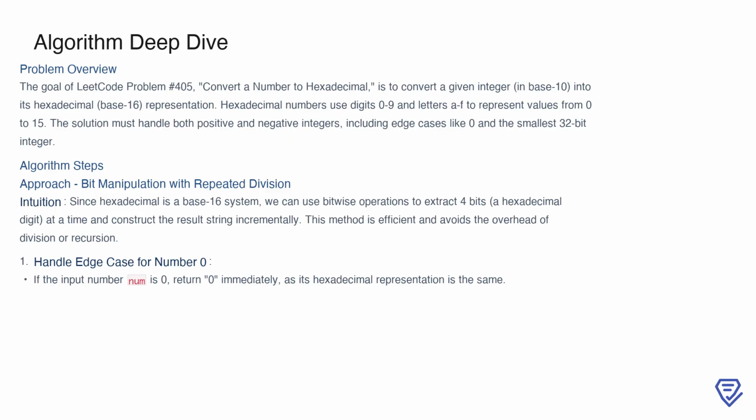To solve this problem efficiently, we use an approach based on bit manipulation. The intuition here is that hexadecimal digits correspond to groups of 4 bits. By isolating 4 bits at a time, we can construct the hexadecimal representation incrementally, which avoids more computationally expensive operations like division or recursion. The first step in our algorithm is to handle the edge case where the input number is 0. If the number is 0, we immediately return the string 0, as that is its hexadecimal equivalent.